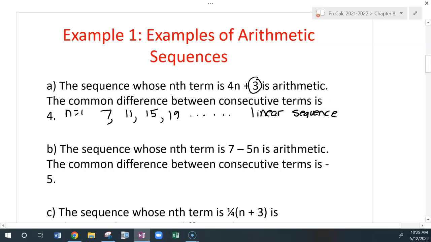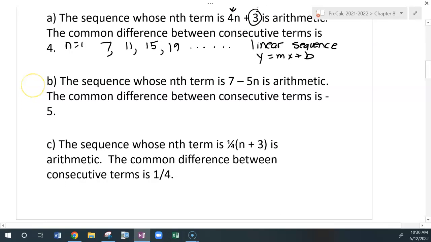If you were to graph these points using n as your x and then these as y's, you would get a line. And remember, with lines, your equation is y equals mx plus b. Well, guess what? Here's m and here's b. So that common difference, that is your slope. And then this plus 3 on the end, that's like your y-intercept. Take a look at the next one.